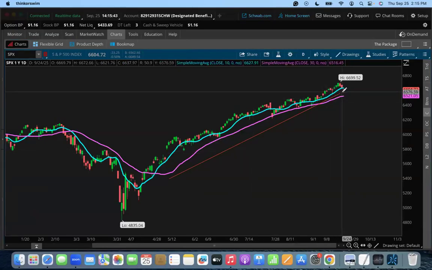You see that I have a 10-day moving average. You have seen my 30-day moving average. Today it broke down through the 10-day moving average, but it's still above the 30-day moving average.